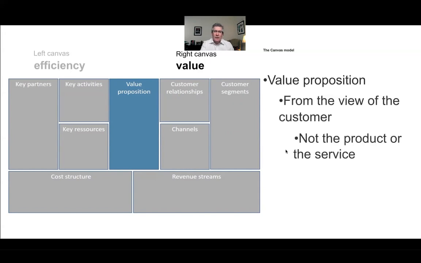But in the write-up for this block, it's the customer view. It's not necessarily the features and benefits of the product, because anybody could write that down. You all know what that is, but how does it make the customer feel? Does it make them feel relieved that they finally were able to solve something? Does it give them peace of mind? What's the experience of the customer? What's the actual benefit that they get from this?